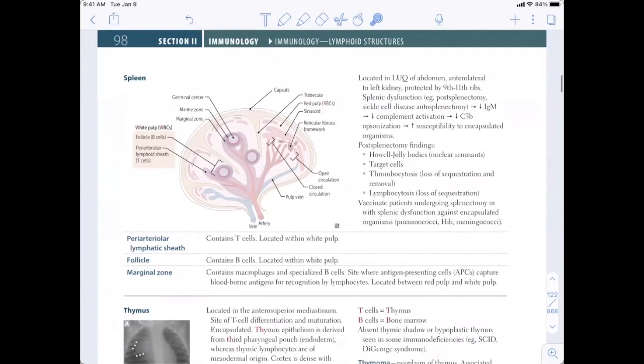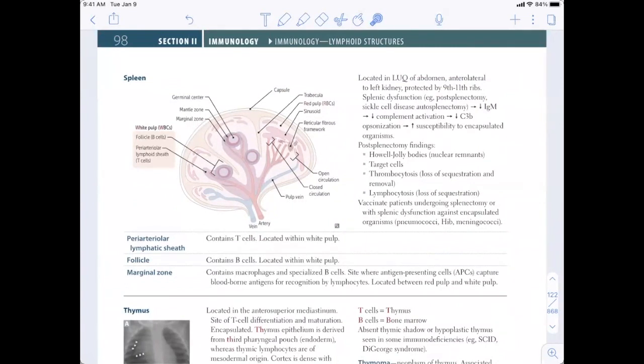So let's move on to the spleen, all right? Now, primary organ and secondary organ, definitely a secondary lymphoid organ, right? Not primary, because the primary is the bone marrow and the thymus. So just like your lymph node, this is a secondary organ. So we're going to see similarities here.